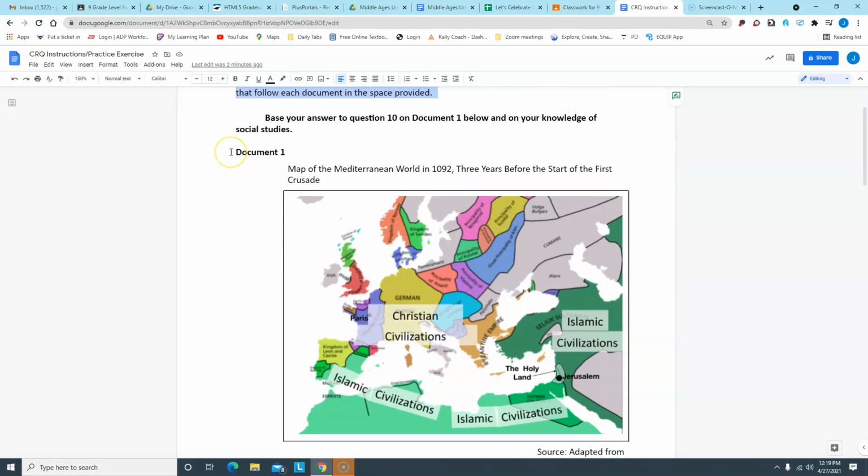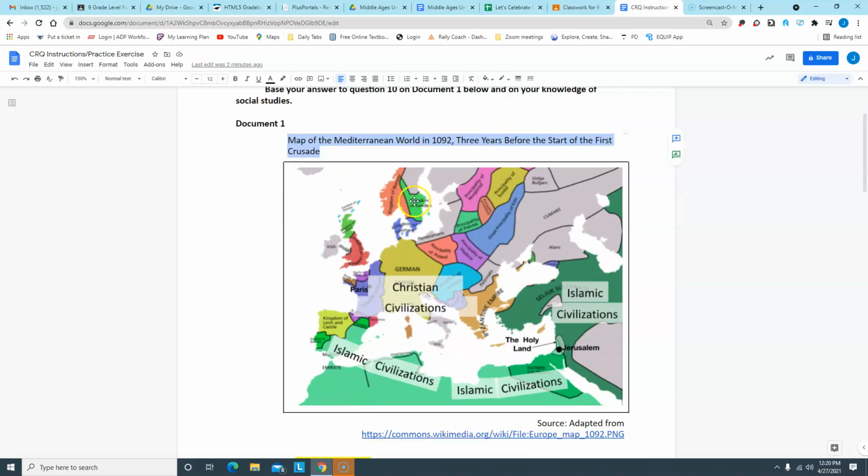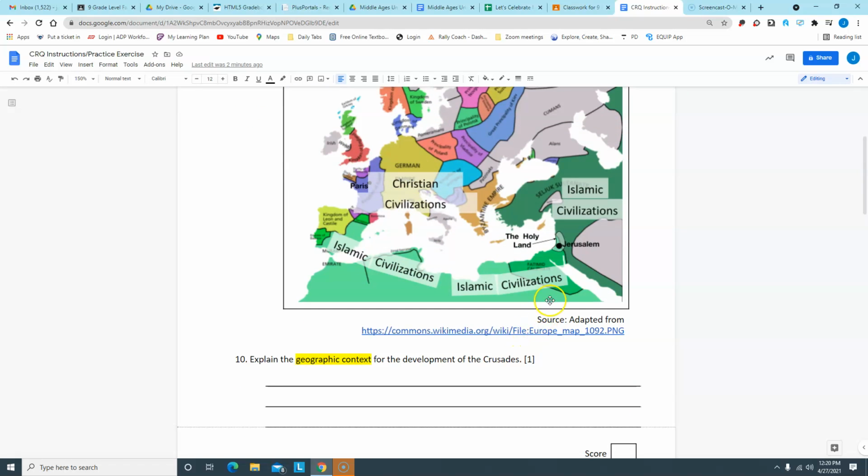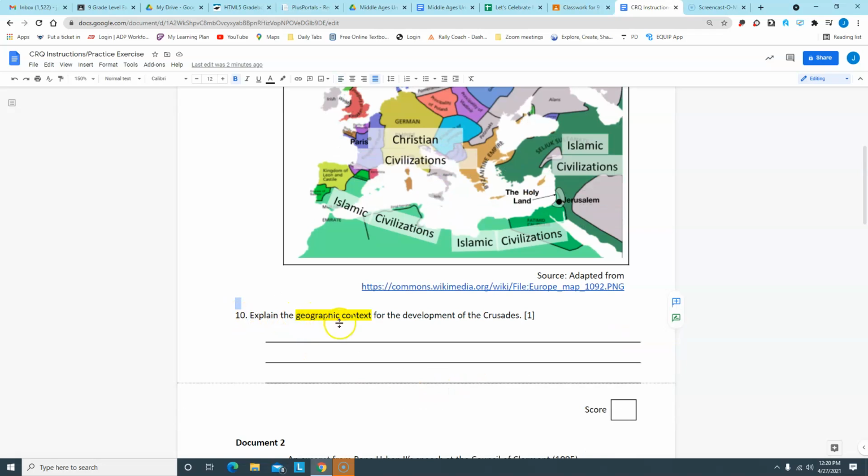Here, all the documents are always going to be labeled document 1 or 2 and so on. Then it's going to have a title, whether it's an excerpt from a reading, a map, or a picture. We're going to read that title, and like I said, we're not looking at this specifically yet. Then you're going to come down and take a look at the source. The source is from where? Then you're going to look at the question. All we're doing right now is pre-reading. We're doing our pre-reading exercises.